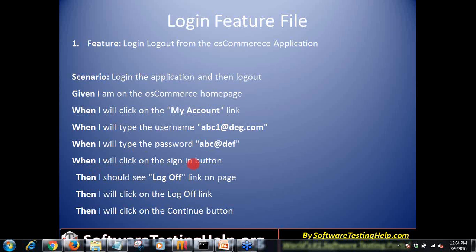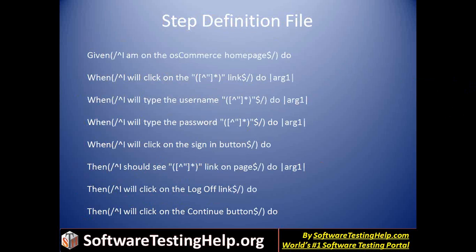So these are first the precondition, the state your system and user is in. Then the set of actions the user performs. And then the output. You should see log off link on the page. Then you will click on the log off link and click on the continue button so that you can finally log out from the application. So I have converted the manual test case to a scenario file in BDD, and this is how a step definition file, which is effectively implemented using Ruby as a language and regular expression technique, would look like.